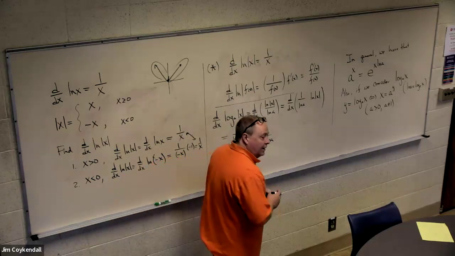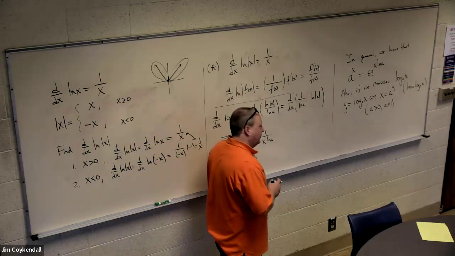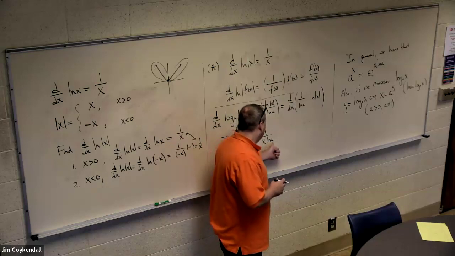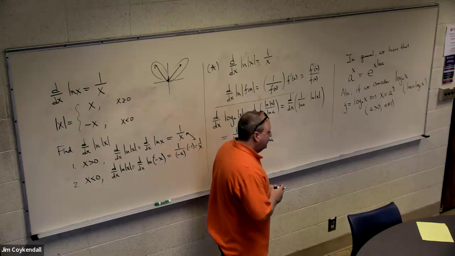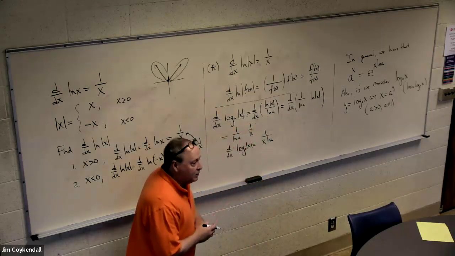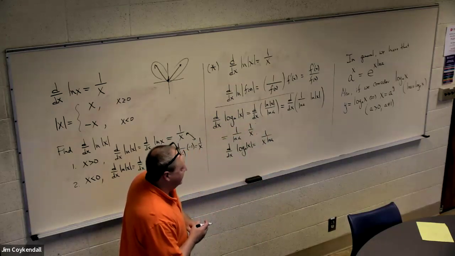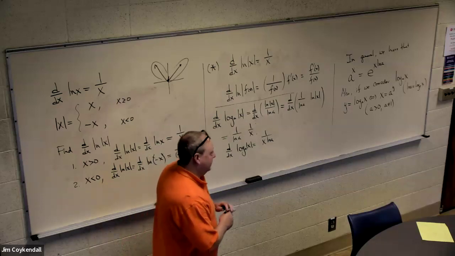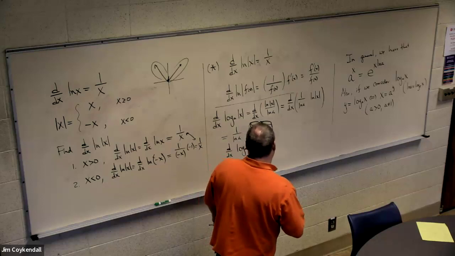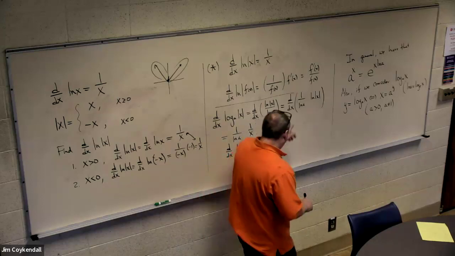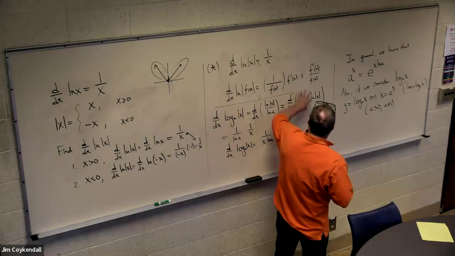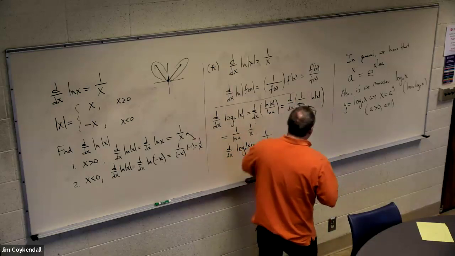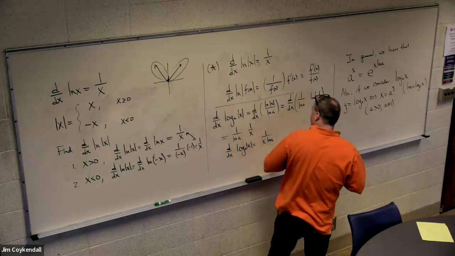By the way, you might ask yourself, what happens if a equals e, if this is the natural log? If a equals e, that natural log of e is 1. And so this formula gives back what I'm promoting. When I took the derivative of this, think of this like a 2. It's just a number. It goes along for the ride. And the derivative of natural log absolute value of x is 1 over x.